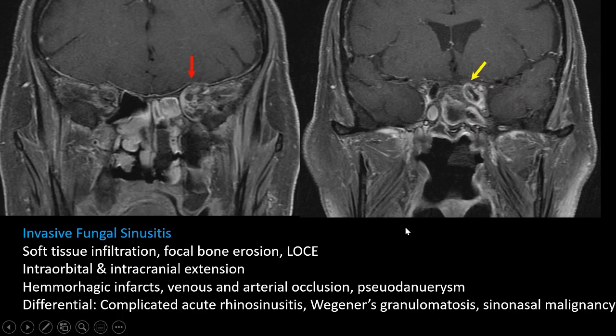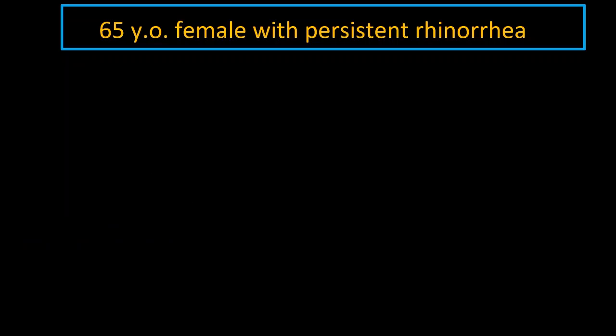And this is just a reminder that the central skull base is bordered by the cavernous internal carotid arteries, and so when you have an aggressive process affecting the sphenoid or central skull base, this can lead to neurovascular complications, so it's important to always look for this.